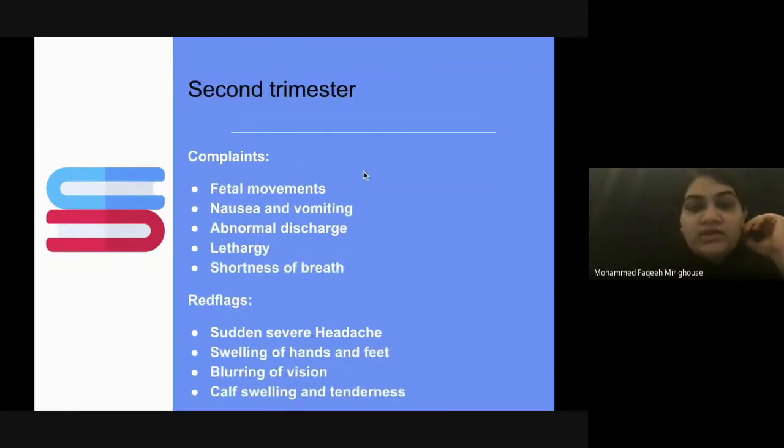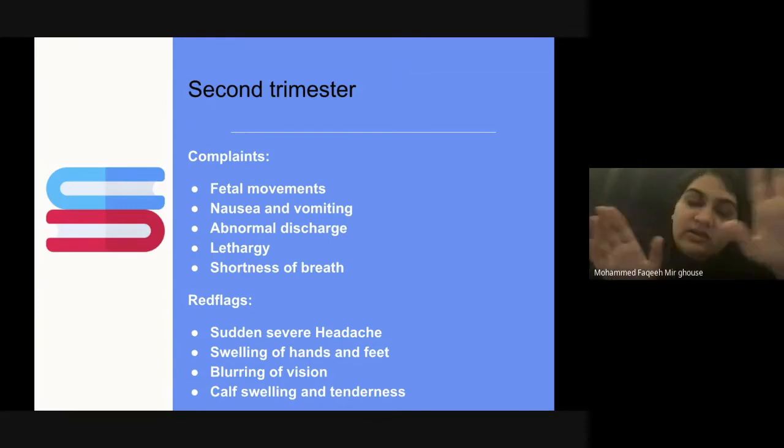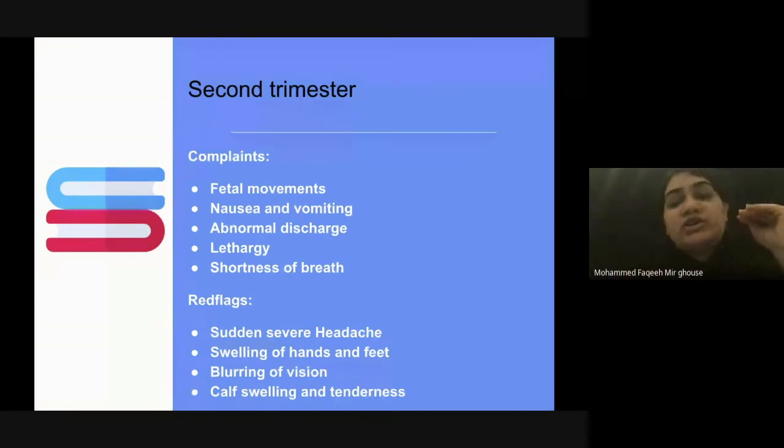So coming to second trimester, the time when patients start to feel quickening. So that's why fetal movements, nausea and vomiting. Now, morning sickness from the first trimester can continue into the second trimester. So that's the reason why we have nausea and vomiting over here. Abnormal discharge, once again, lethargy, anemia is a major complaint in the second trimester. Shortness of breath. Okay, now this is something which is also a complaint in the second trimester.